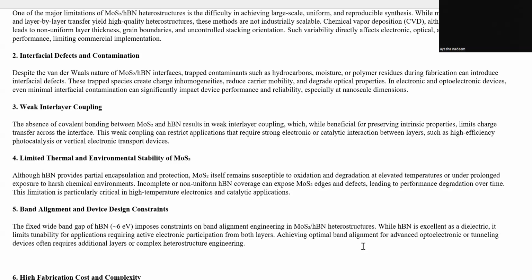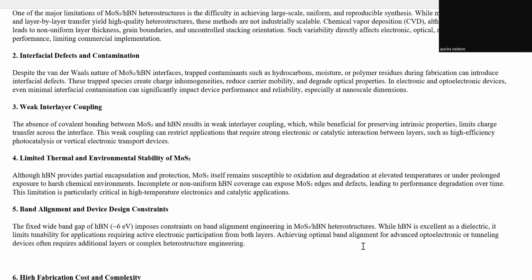The fourth limitation is limited thermal and environmental stability of molybdenum disulfide. Although hexagonal boron nitride provides partial encapsulation and protection, molybdenum disulfide itself remains susceptible to oxidation and degradation at elevated temperatures or under prolonged exposure to harsh chemical environments. Incomplete or non-uniform hBN coverage can expose molybdenum disulfide edges and defects, leading to performance degradation over time. This limitation is particularly critical in high-temperature electronics and catalytic applications.